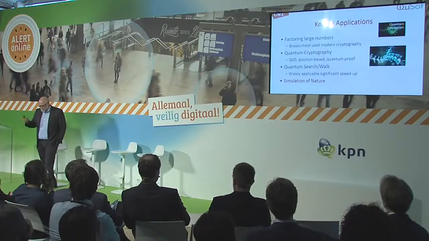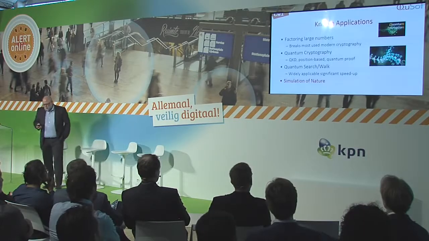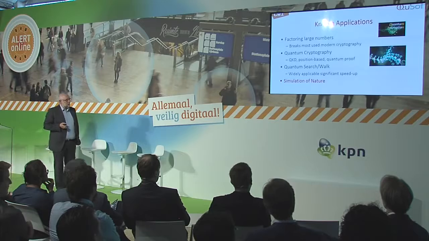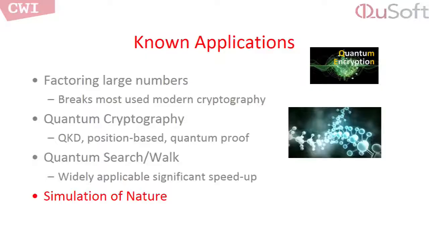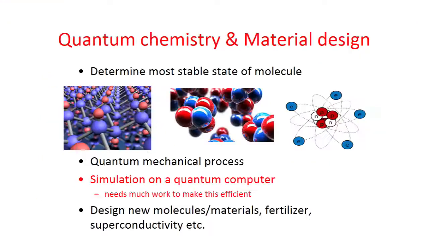Okay. So then a fourth bullet that is quite important and seems to require not so many qubits, that's simulation of nature. And actually, the speakers after me will say also a little bit about that. But if you have a quantum computer, then you can actually simulate a quantum mechanical system very well. And this is actually something that a lot of people try to do nowadays.